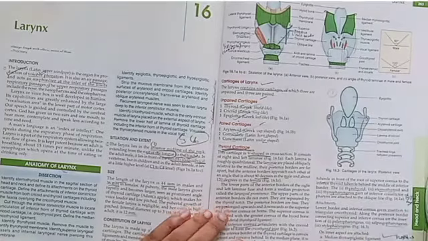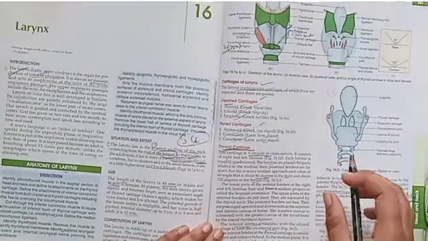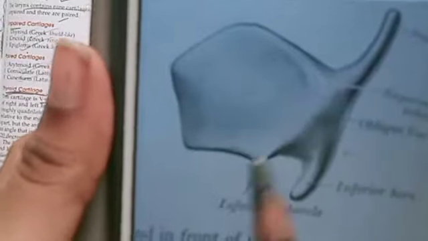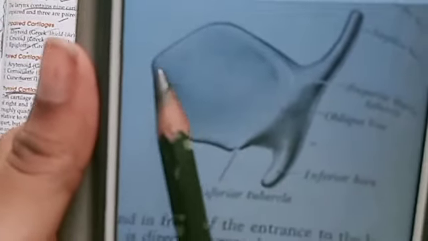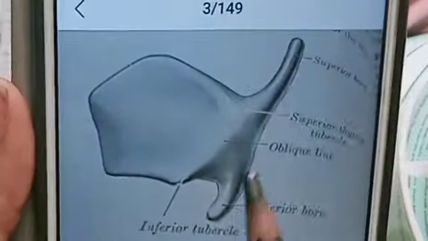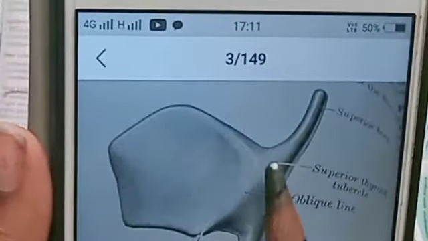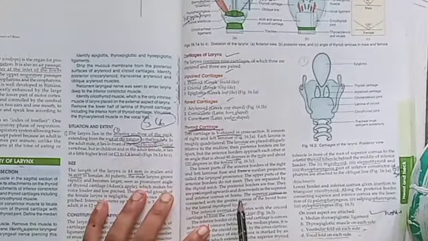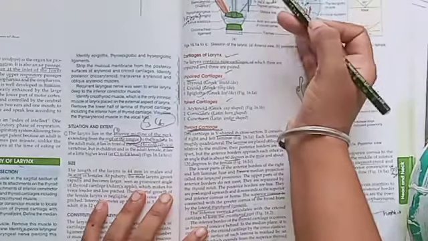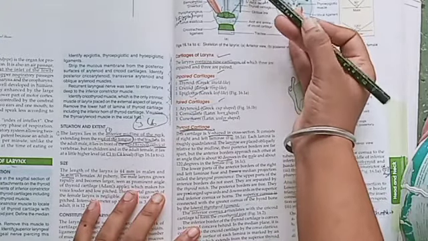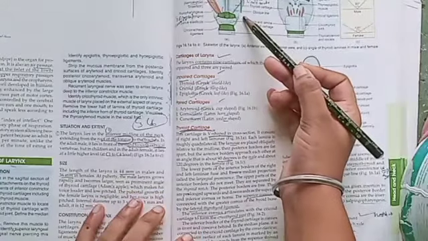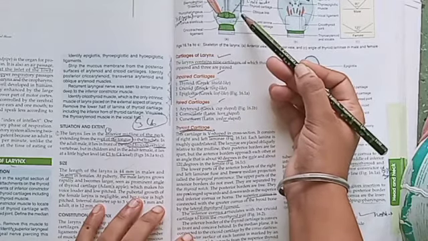Now the anterior border, as we discussed. You can see from this figure this is the anterior border, and the posterior borders are continuous to form the cornu. This is the cornu, superior cornu and inferior cornu, formed by the extension of the posterior border. The superior cornu is attached to the greater cornu of the hyoid bone by the lateral thyrohyoid ligament. The inferior cornu articulates with the cricoid cartilage, forming the cricothyroid joint.